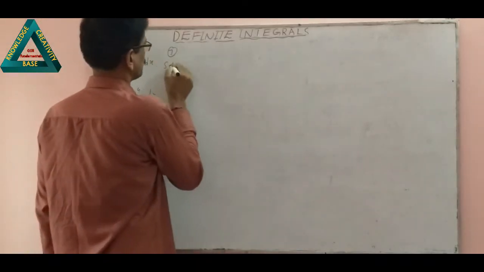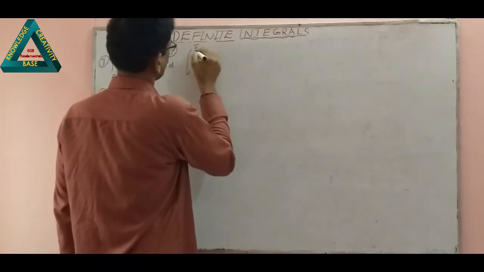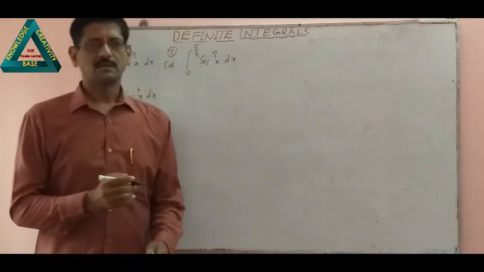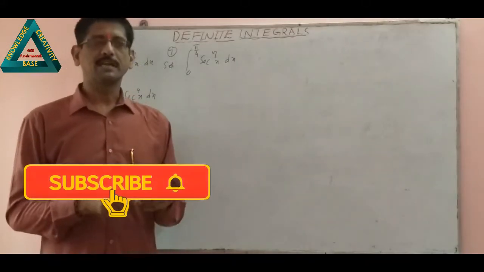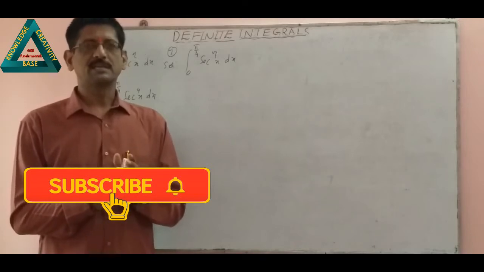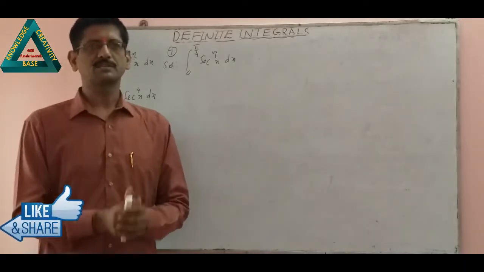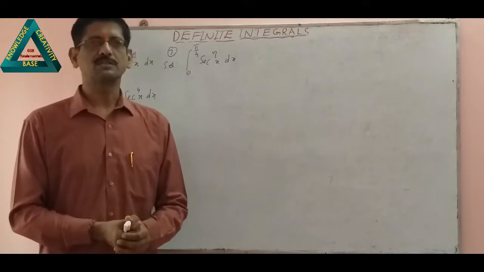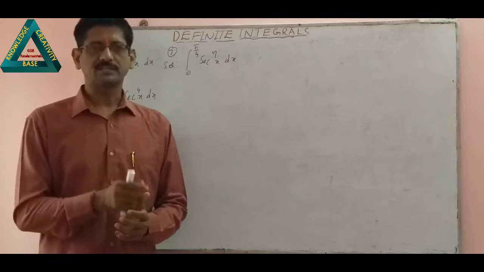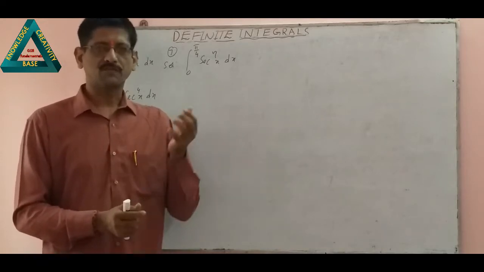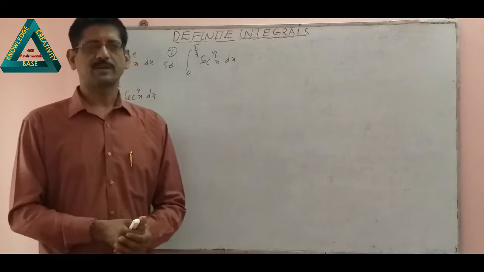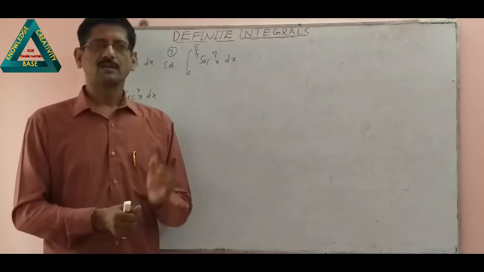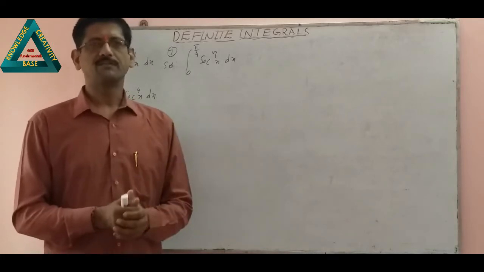7th solution. Given integral 0 to pi by 4 secant power n x dx. This secant power n x dx can be written as secant power n minus 2 x into secant square x dx, by using integration by parts. The first function is u equal to secant power n minus 2 x, and the second function dv is equal to secant square x dx. Differentiating the first function on both sides with respect to x and integrating the second function dv on both sides, we get du and v.